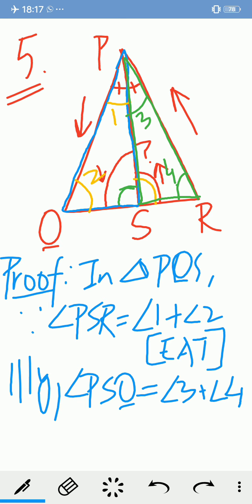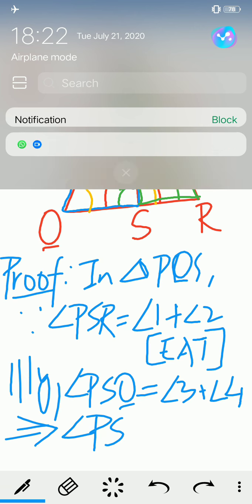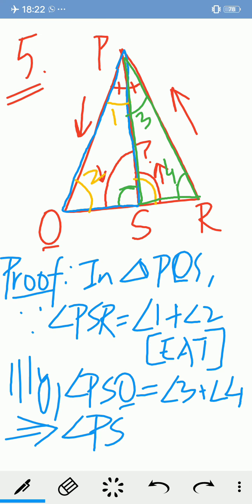Now pay attention. You know that angle 1 is equal to angle 3 because PS is an angle bisector of angle QPR. So you can make one thing, that angle 1 is equal to angle 3. So you can replace this. Which implies that angle PSQ as such is equal to, now replace angle 3 by angle 1 because angle 3 is equal to angle 1 as PS is the bisector, plus angle 4 as such.